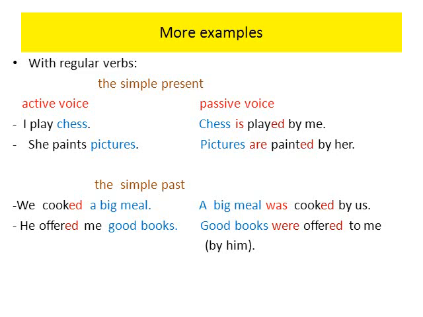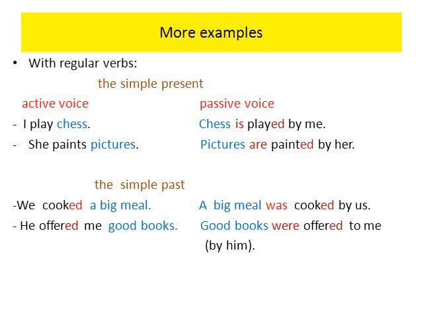With regular verbs, in the simple present, active voice: I play chess. Passive voice: chess is played by me. She paints pictures. Pictures are painted by her. Play and paints are verbs in the simple present. So in the passive voice, I write is or are plus the past participle of the verb. I write is with singular nouns. Example: chess is played. I write are with plural nouns. Pictures are painted.